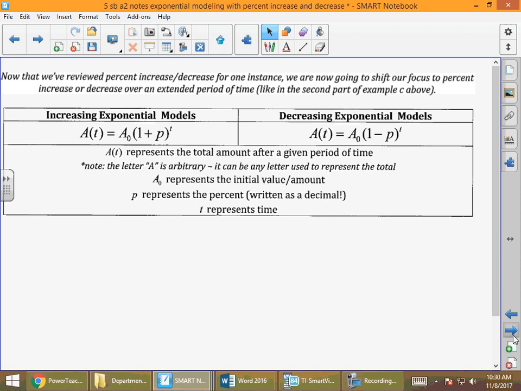In general, what we give you is simply the formulas. We don't give you the fact that A parentheses T means the amount over a given period of time. And by the way, you don't have to use A. We oftentimes do, but it could be any letter there. The amount, A parentheses T, the amount over a given period of time. A sub 0 is the initial amount. It's the starting amount. P is the percent written as a decimal. That's why I've been trying to really emphasize that fact. And finally, T represents time. When you're looking at these problems, try to decide, are we increasing or are we decreasing? And that'll help you figure out which formula to use.